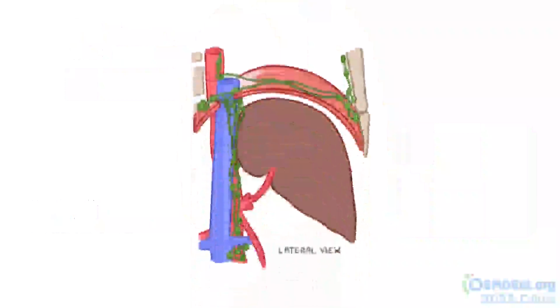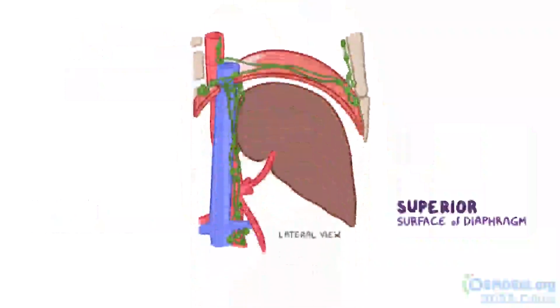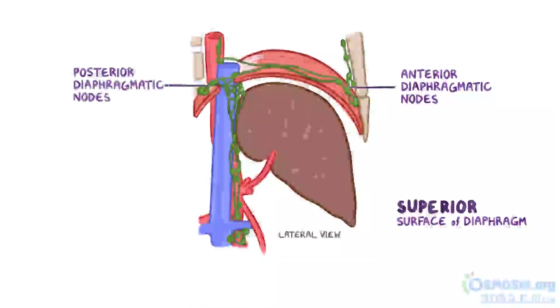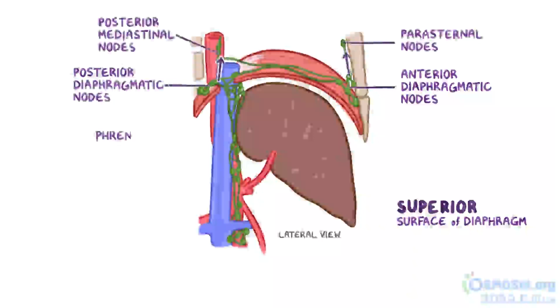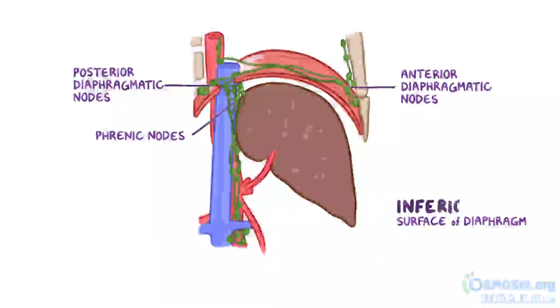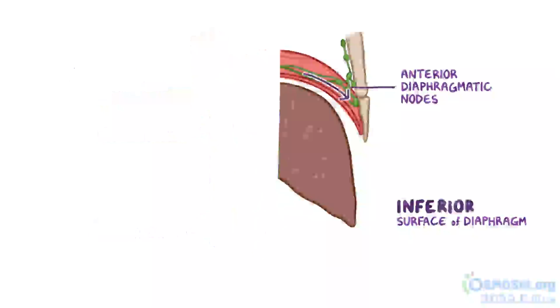The lymphatic drainage of the superior surface of the diaphragm is to the anterior diaphragmatic lymph nodes and posterior diaphragmatic lymph nodes, which then drain into the peristernal, posterior mediastinal, and phrenic lymph nodes. The lymphatic drainage of the inferior surface of the diaphragm is to the anterior diaphragmatic, phrenic, and superior lumbar lymph nodes. Alright, as a quick recap.